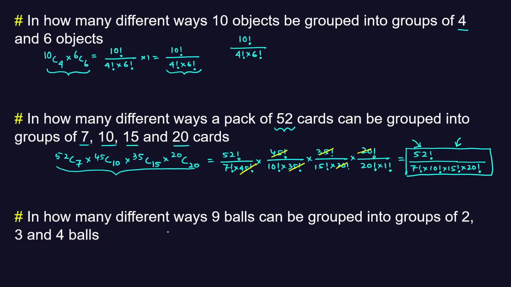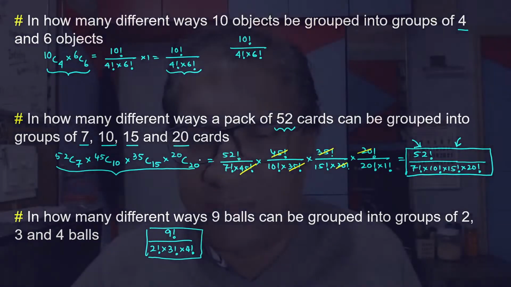So it will be what? Total number of balls to be distributed is 9. So it will be factorial 9 divided by, it has been divided into groups consisting of 2, 3 and 4 balls. So it will be divided by factorial 2, factorial 3 and factorial 4. That's it. Is it clear to all? So this is the total number of ways in which 9 balls can be grouped into groups of 2, 3 and 4 balls.